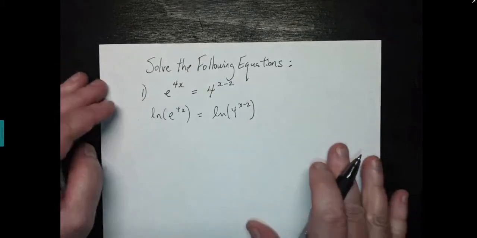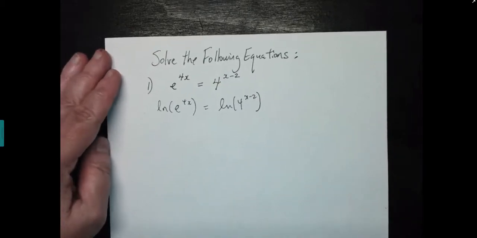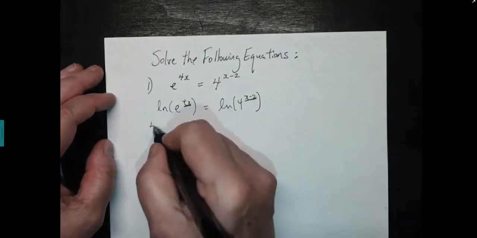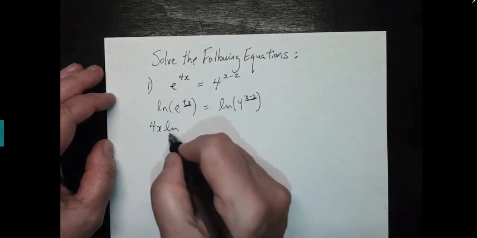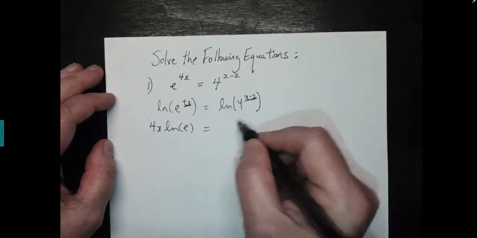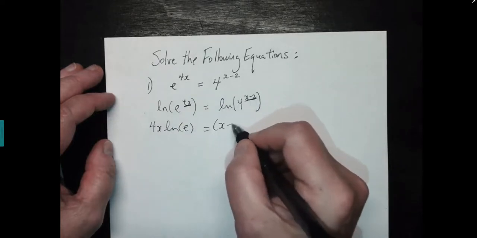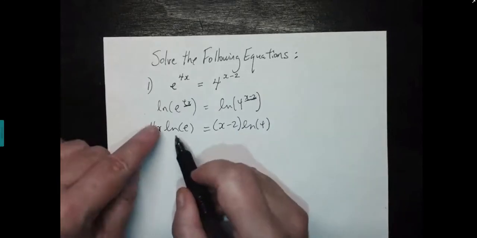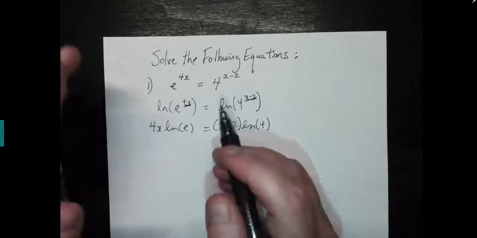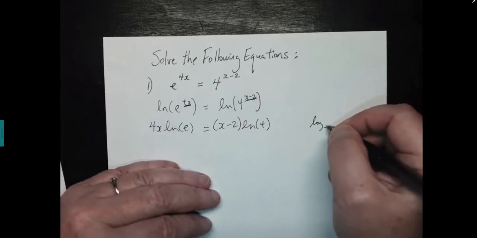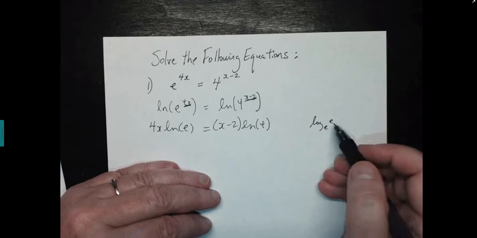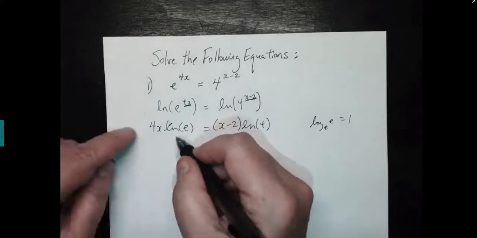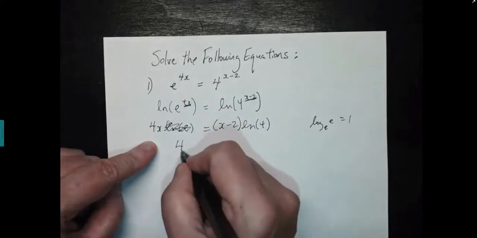The next thing I'm going to do is use the power rule for logarithms, which says I can bring these powers out the front. So this becomes 4x times ln of e, and then I'll have x minus 2, don't forget to put it in parentheses, times ln of 4. Now of course the natural logarithm of e is just 1, because when the base and the argument are the same, that's equal to 1. So that's just going to be 4x times 1.